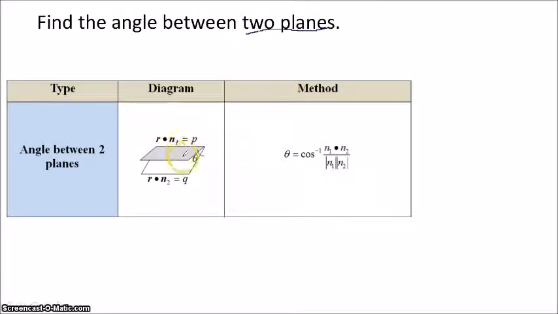Whenever you have a plane, you must remember that you always have a normal vector which is perpendicular to the plane. From the formula, theta equals cos arc, you have a vector n1 and n2 for plane 1 and plane 2. So dot product over the magnitude of n1 and magnitude of n2.